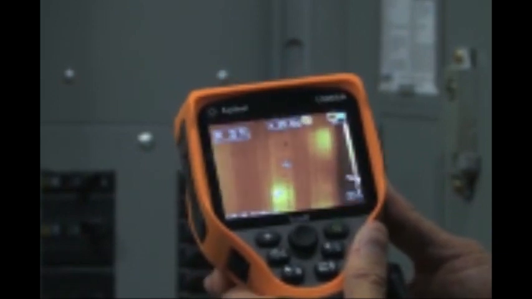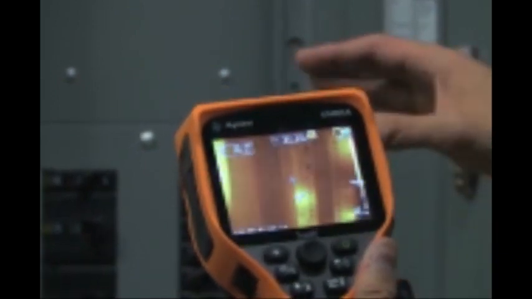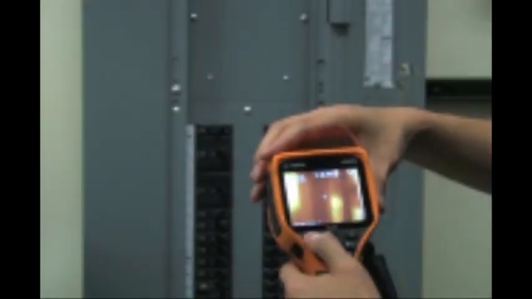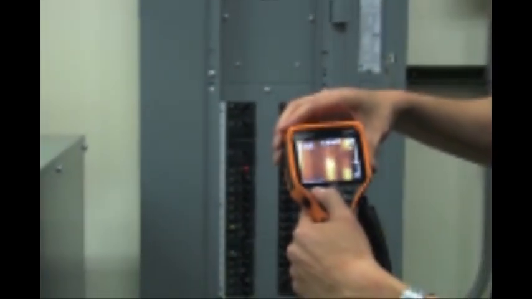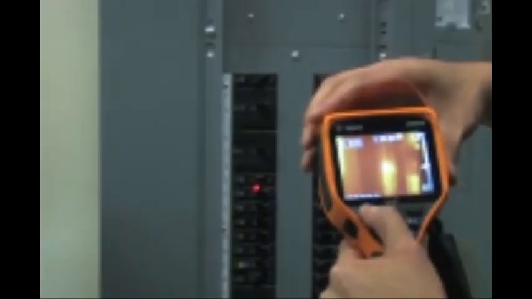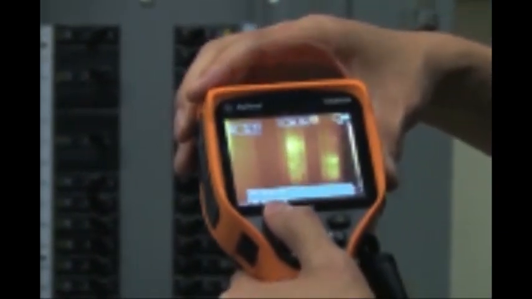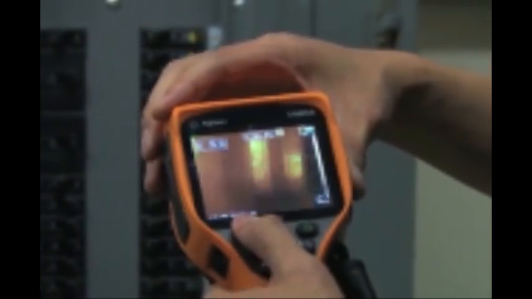One other thing I wanted to show off is that from this thermal view, you can't actually see which switch I'm pointing at. So I'm going to turn on this laser pointer by just holding down this star button, and now you can actually see what breaker I'm pointing at. That's just another way to help you make easier thermal measurements with your electrical panel.